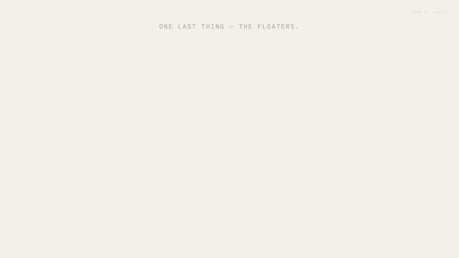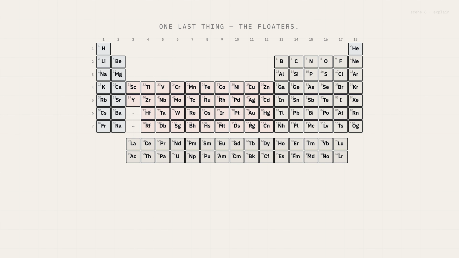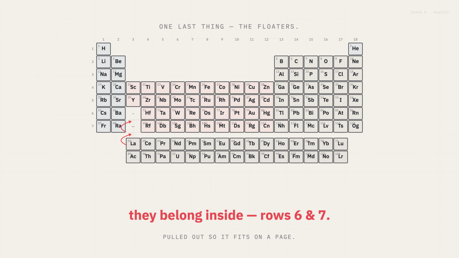Done. One last thing, those 2 rows floating at the bottom, they actually belong inside the main table, in rows 6 and 7. They got pulled out so the whole thing fits on a page.